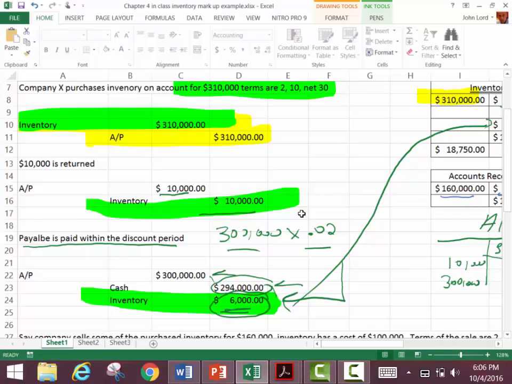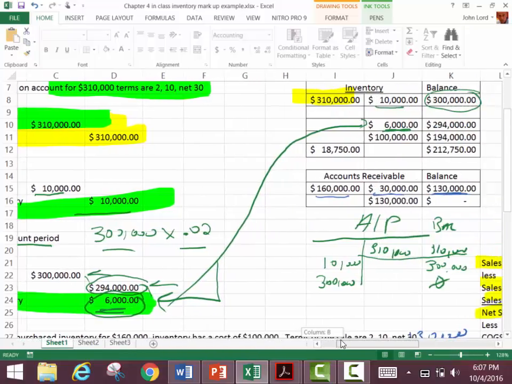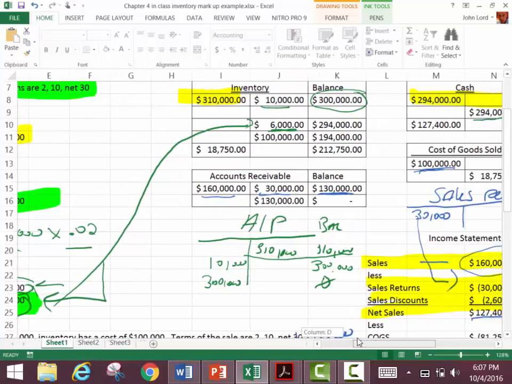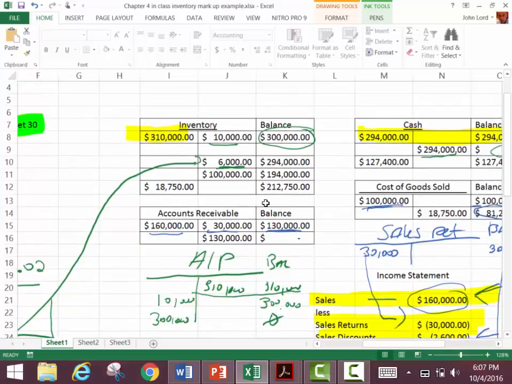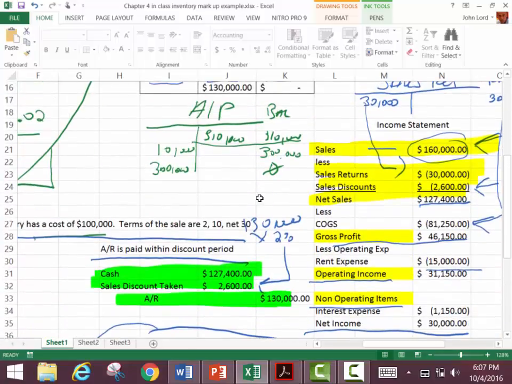If it's 2/10, net 30, that means what? 2% discount, right? So we take a 2% discount off of this $300,000. That means we're going to get a discount of what? $6,000. So we are going to liquidate the entire payable for the entire $300,000, because we're paying this thing off. The guy isn't going to expect any more money from us after we pay him, right?